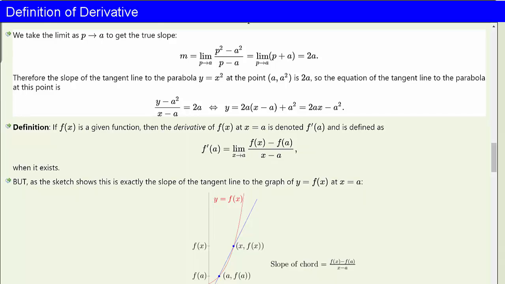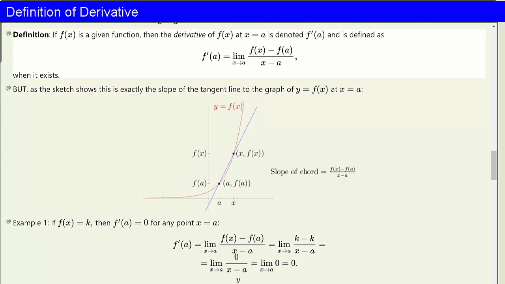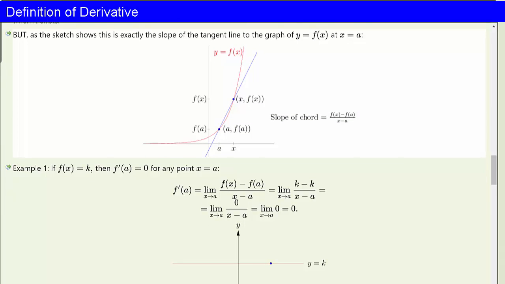This calculation, and others like it, was actually carried out before the invention of the calculus, and surreptitiously introduced the concept of derivative. Definition: if f(x) is a given function, then the derivative of f(x) at x equals a is denoted f'(a), and is defined by the limit as x tends to a of (f(x) - f(a)) divided by (x - a), when it exists. As the sketch shows, this is exactly the slope of the tangent line to the graph of y equals f(x) at x equals a.